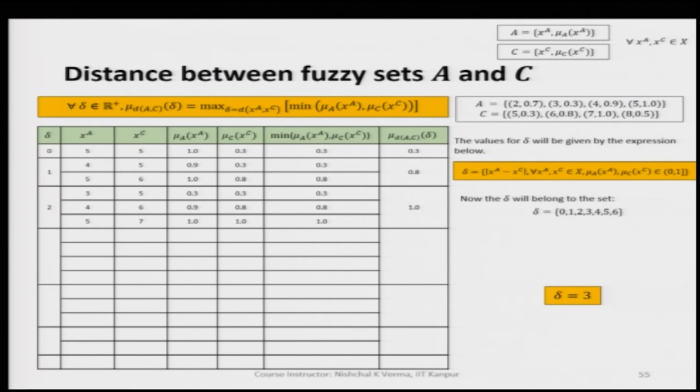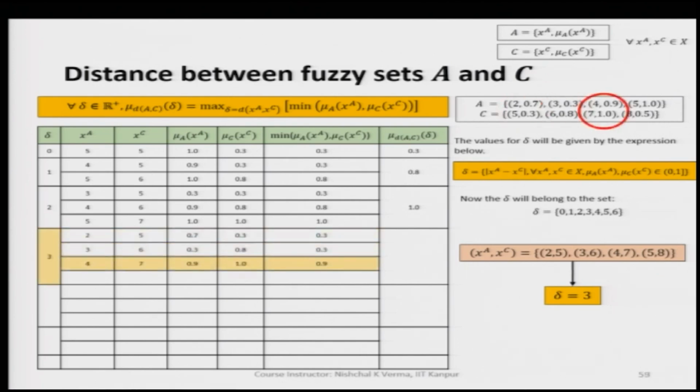Now, let us find the number of pairs for delta is equal to 3. Here we see that there are 4 pairs coming from fuzzy sets A and C, as x a and x e values, the generic variable values. Let us enter these 4 pairs quickly in the table. Here we have entered all these values, and when we take the maximum we get 0.9.